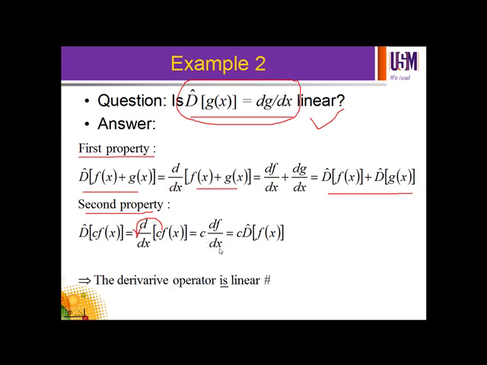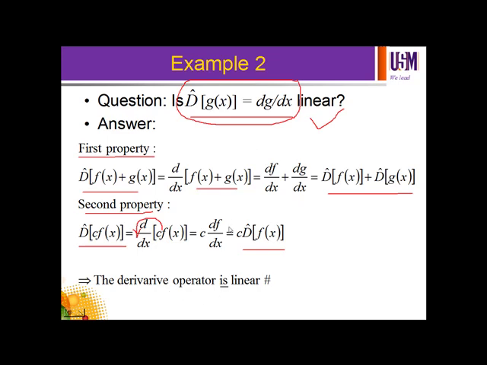So you have c df per dx, but df per dx is an operator for f. So we have the operator for c multiplied by function f equal to c multiplied by the operator of the function f. So this fulfills the second property of a linear operator. Basically, in this example, an operator with this rule, operator of g equal to dg per dx, is linear. So the derivative operator is linear.